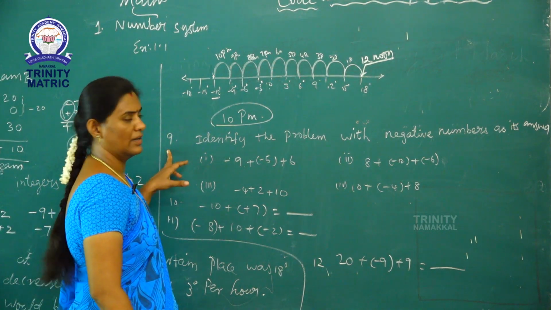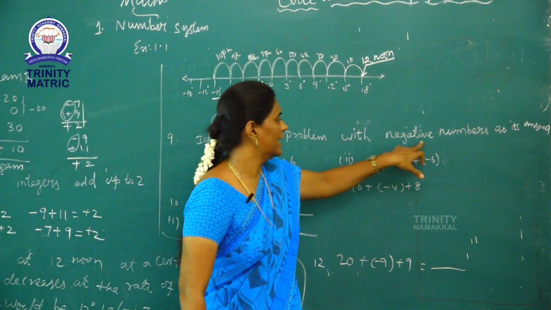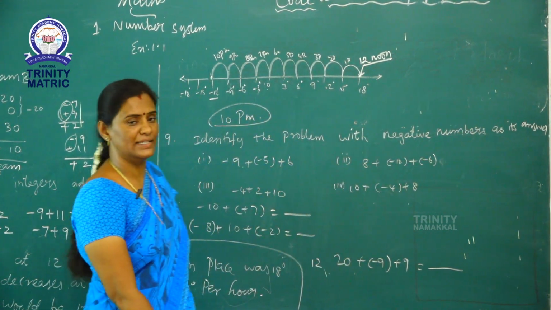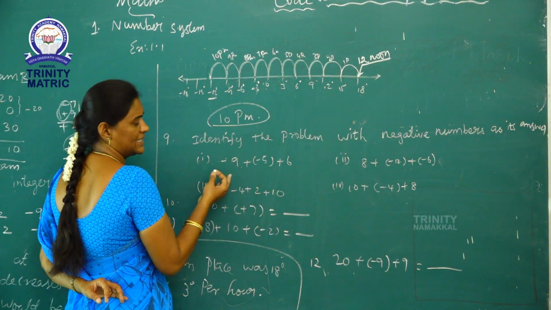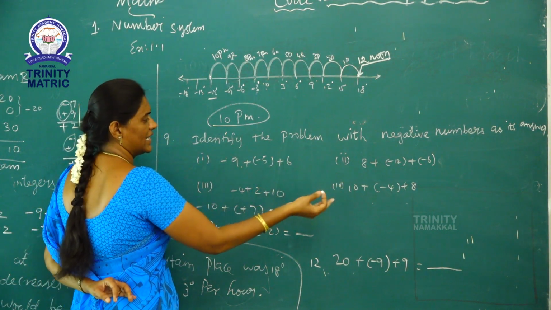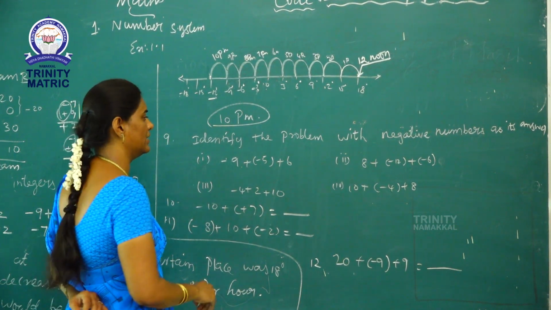Next, 9th sum. Identify the problem with negative numbers as its answer. See here, four options are given. Now we check, when we add these two integers, which question has a negative integer as the answer.